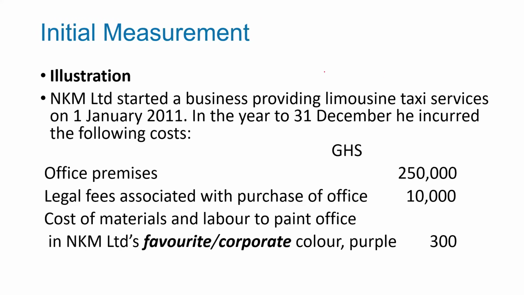So the cost for office premises is 250,000. Then the cost for the legal fees associated with the purchase is 10,000. And then the cost of materials and labor to paint office in NKM's favorite and corporate color. So we'll look at the favorites and then we'll look at the corporate. So everybody tell me the cost.